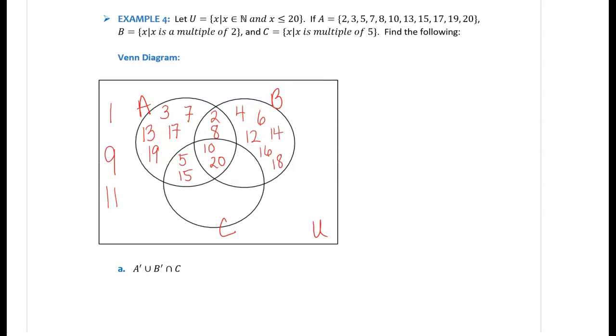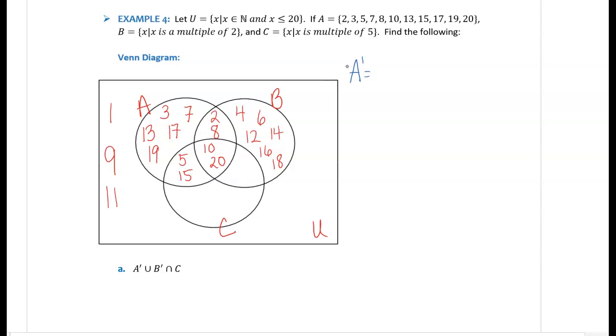Part A. We need to find the complement of A union the complement of B, intersected with C. This can be spoken as A prime union B prime intersection C. So first, let's find A prime. Now A prime is all the elements in my universe that are not in set A.